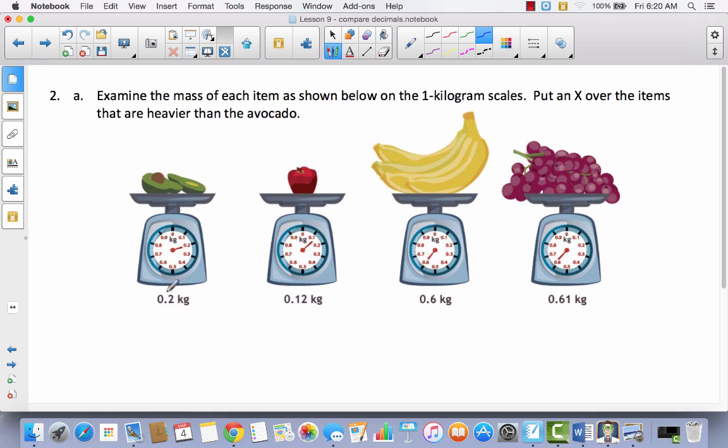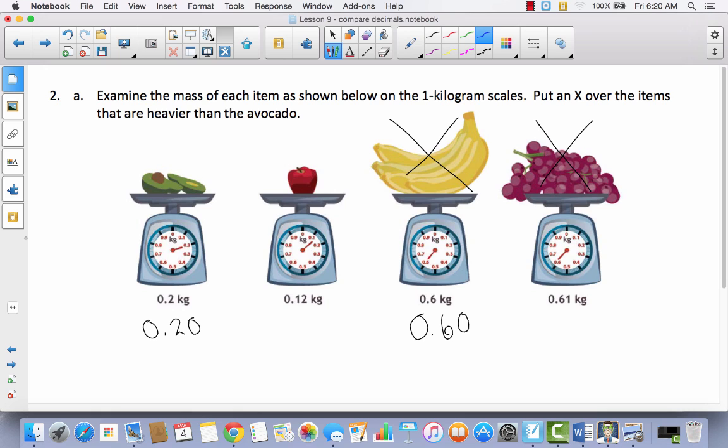So let's look in the tenths place. This has a 2 in the tenths place, and this has a 1 in the tenths place. Would this be heavier than the avocado? No, because you can think of the avocado, if you added that 0, as 20 hundredths. All right, so let's look in the tenths place of the bananas. It has a 6 in the tenths place. Is it heavier? Yes, it is. So let's put an X over it. And what about the grapes? It has a 6 in the tenths place. Yes, it is heavier than the avocado too. Remember, we could add that 0 if it made us feel more comfortable.